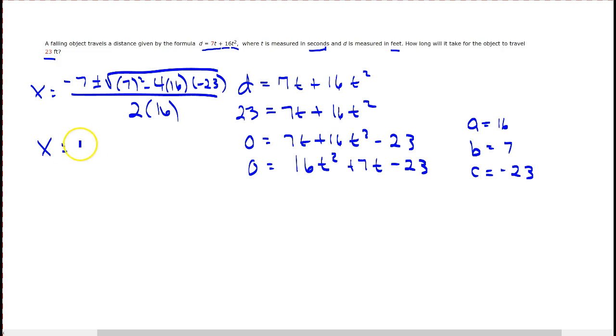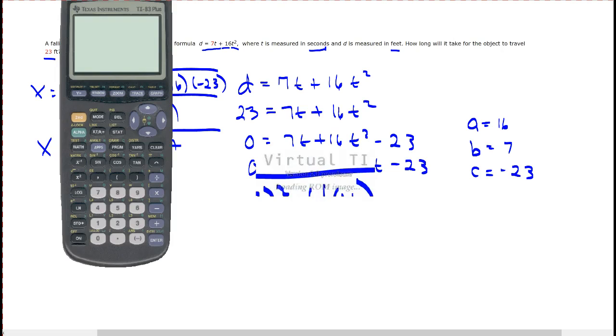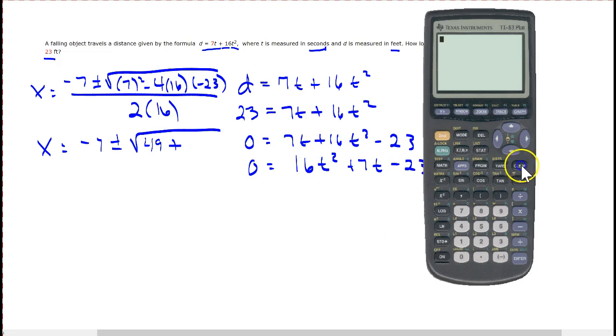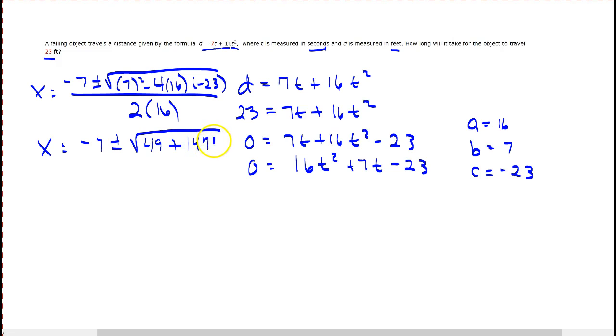All right, so I have x equals negative 7 plus or minus the square root of 7 times 7, which is 49. I have a negative 4 times 16 times a negative 23, but those two negatives are going to give me a positive. Let's bring up my calculator. 4 times 16 times 23 gives me 1,472. And that's all over 2 times 16, which is 32.